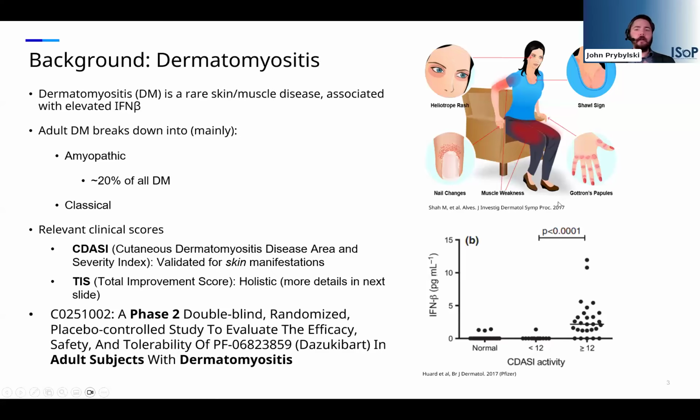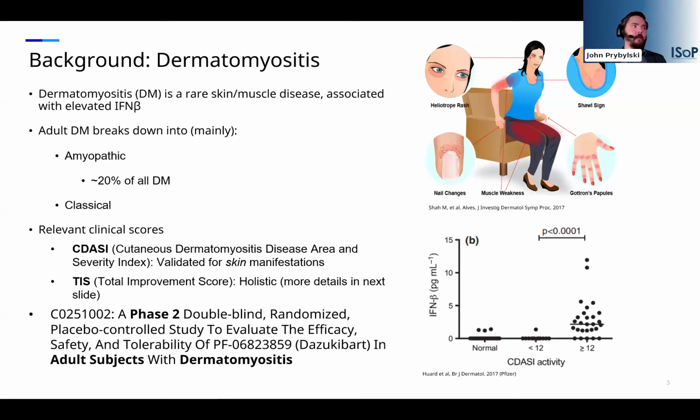So a little background on the disease state that we're talking about for our study. It's dermatomyositis. So it's a rare disease, so it wouldn't surprise me if there's a lot of people in the audience who hadn't heard of it before. It is associated with skin and muscle manifestations, and it's also associated with an elevated interferon beta concentration.